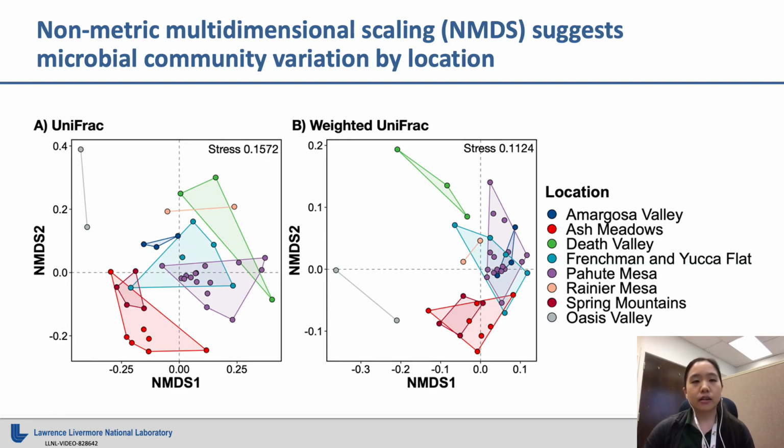So next I did non-metric multidimensional scaling, or NMDS, which suggests that the microbial community varies by location. NMDS essentially plots the microbial community sequencing data onto a 2D space. And here I'm showing two different approaches. One is the unweighted UniFrac, which takes into account the presence-absence of a microbe, and Part B, weighted UniFrac, takes into account the relative abundances. And each point in these plots is a different site that was sampled.